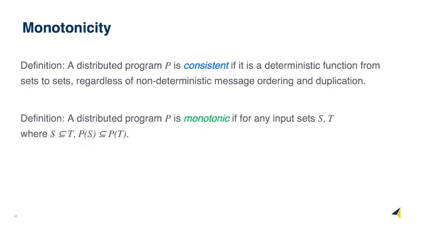The second definition we needed was monotonicity. This is classic. A distributed program P is monotonic if for any input sets S and T, where S is a subset of T, the output of P on S is a subset of the output of P on T. Another way to think about monotonicity is, if you take an input and add some more stuff to the input, you only get more stuff in the output. Particularly, and this is a really good intuition, as you add stuff to the input, you never have to retract something that you previously output.